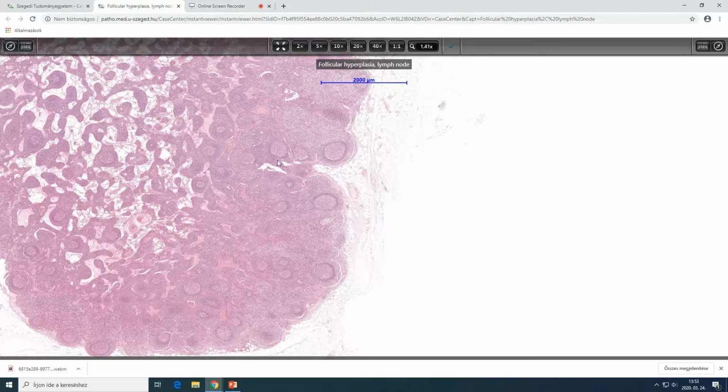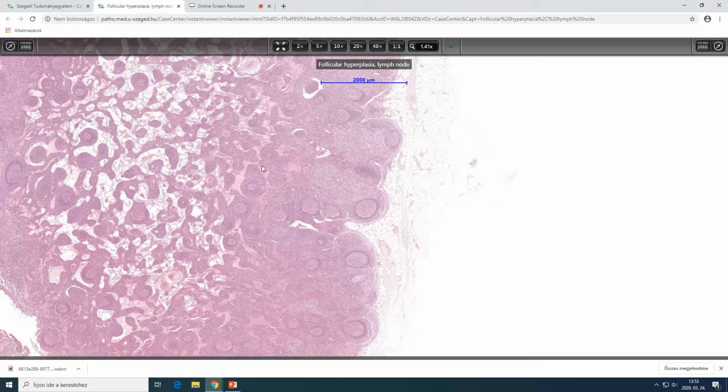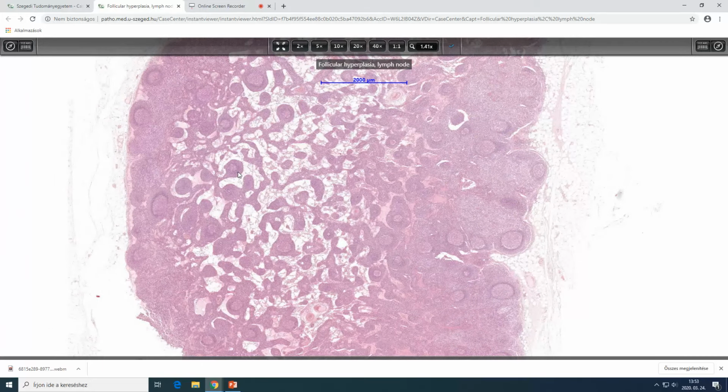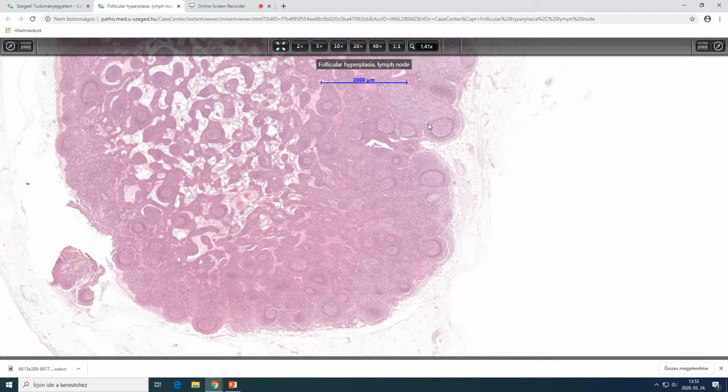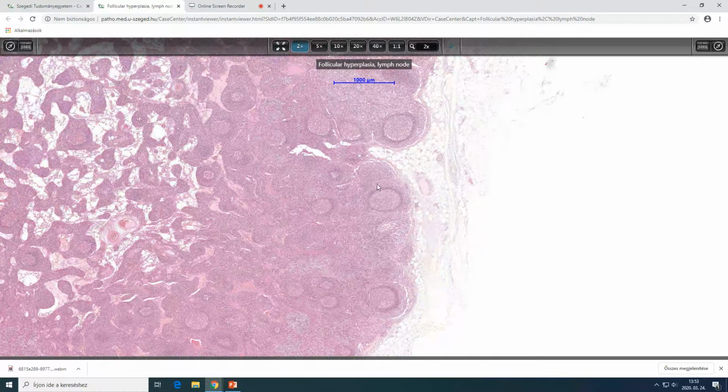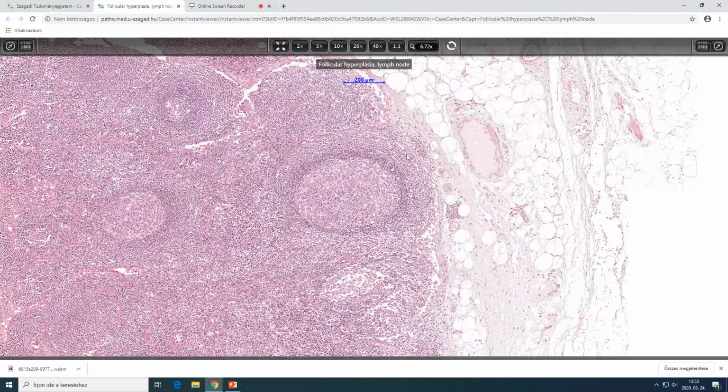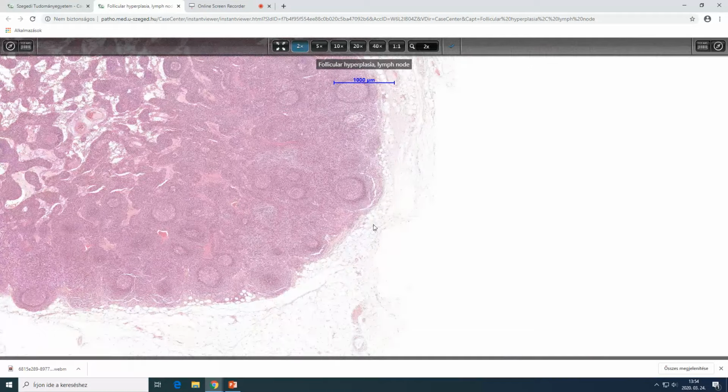Now in the cortex you can see numerous and usually enlarged follicles which are extending into the medulla as well, while usually they should be restricted to the cortical areas. Around these follicles you can see a pale area called marginal zone, then a more darker area composed of small lymphoid cells called mantle zone, and in the middle you can see the germinal centers.